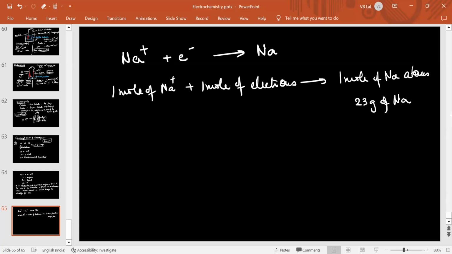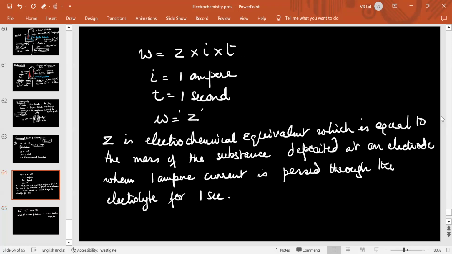Okay? Ma'am, can you show the previous slide? Also, can you say that first law in a sentence, like mass of substance deposited, and after that, Z is the electrochemical equivalent, which is equal to the mass of substance deposited at an electrode when 1 ampere current is passed through the electrolyte for 1 second. Oh, okay. Yes.